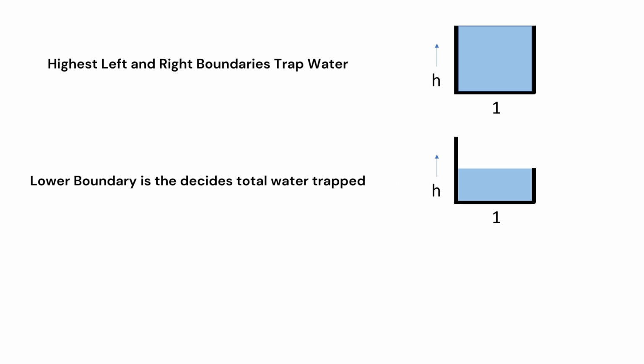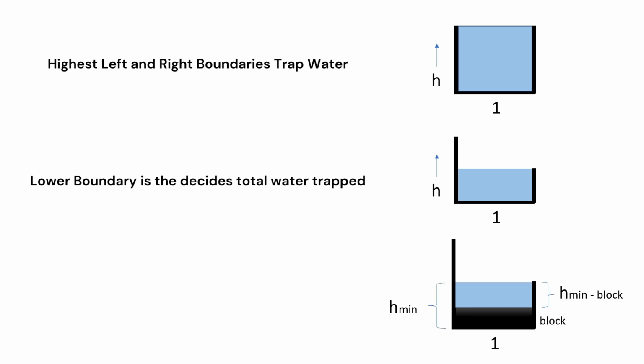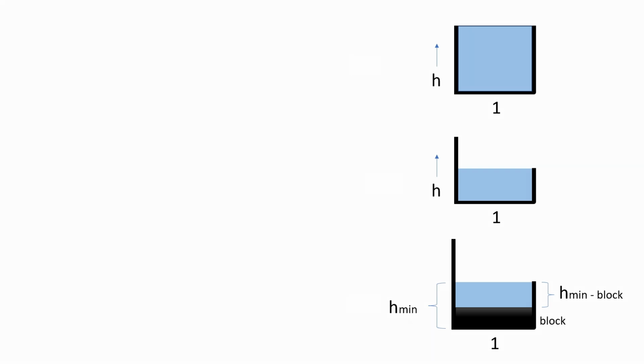From the previous slides, we can gather three major points. The first one is that the highest left and the right boundaries of the container are responsible for trapping the water. The second point is that the lower boundary out of my highest left and highest right boundaries is the actual one which decides how much water can be trapped in that particular container. That is my deciding boundary. And the third and final point is that if some of my space is blocked in the container, then that also contributes to how much water can be trapped in that particular container.